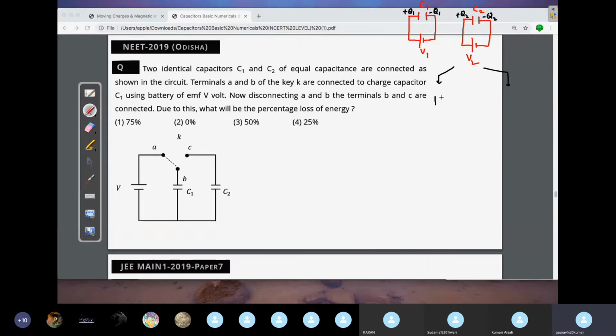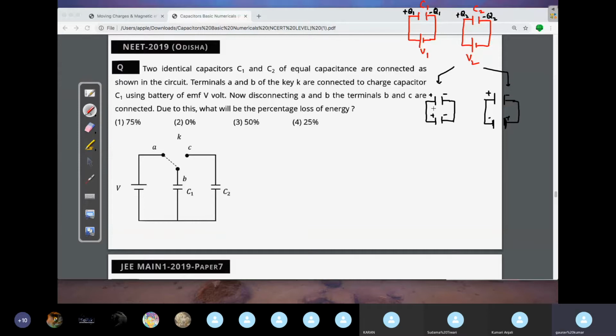First was when you connect the positive plate with the positive plate and negative plate with the negative plate. And second, you connect the positive with the negative. It's opposite polarity, right? This is how we connect.